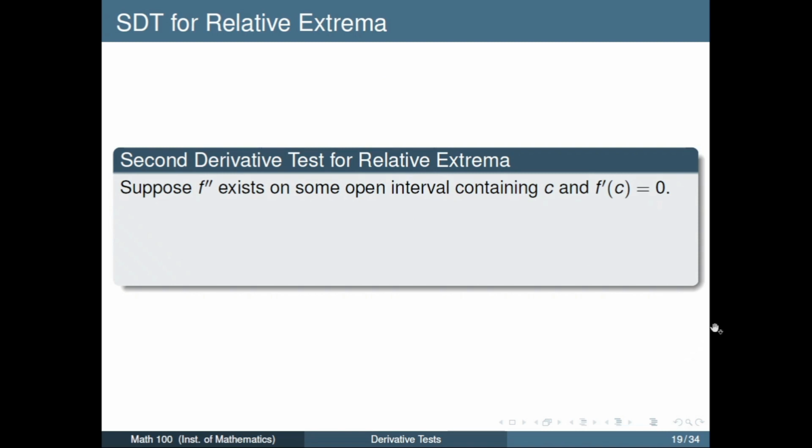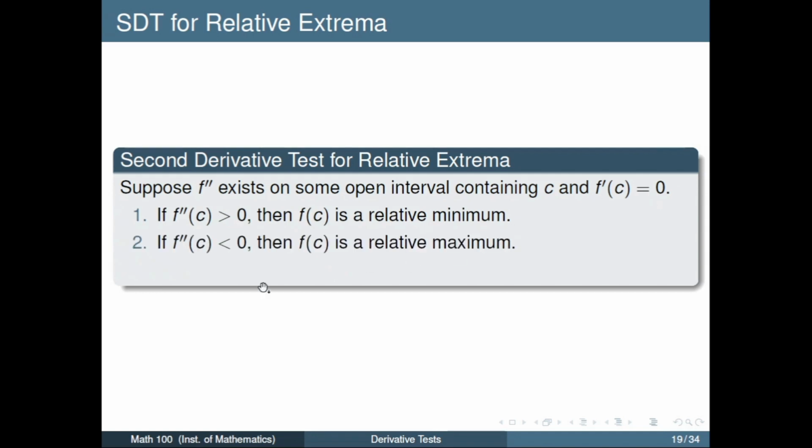Okay, so pwede rin natin gamitin ang second derivative to find the relative extrema. That is what we call the second derivative test for relative extrema. We have this. So suppose f double prime exists on some open interval containing c and f prime of c equals 0. If f double prime of c is greater than 0, then f of c is a relative minimum. If f double prime of c is less than 0, then f of c is a relative maximum. If f double prime of c equals 0, then the test fails.